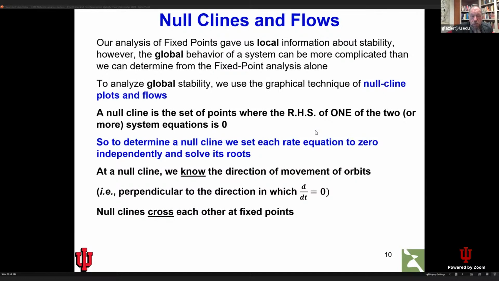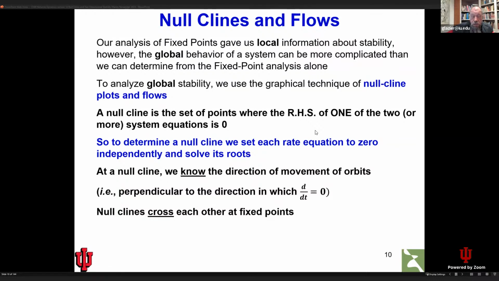And now I want to come back to where we left last time. We had started talking about null-clines and flows. This is a critical set of methodologies. We ran through it very quickly last time. I want to go back over them and do the exercises today in some detail.